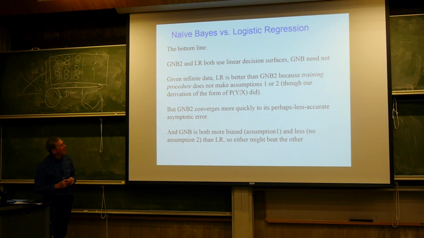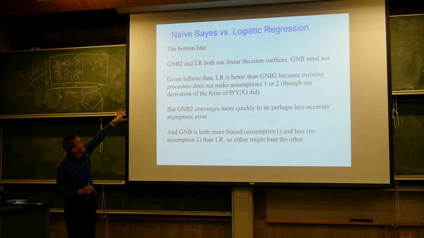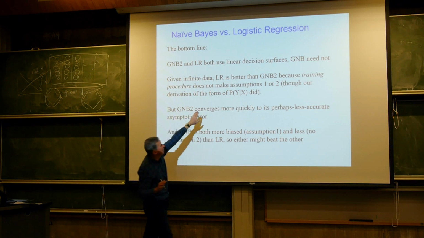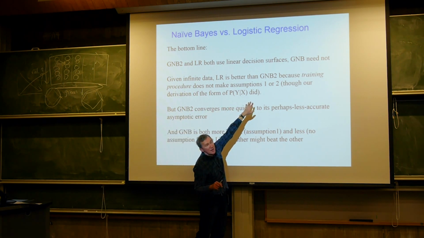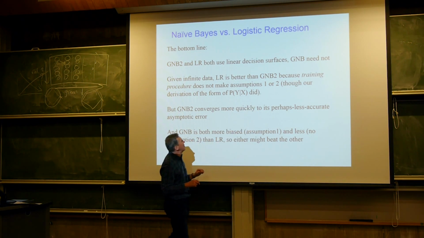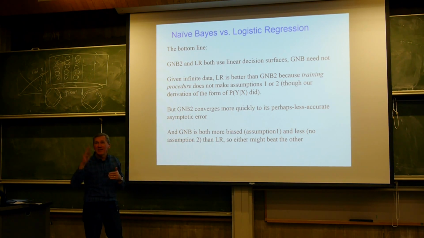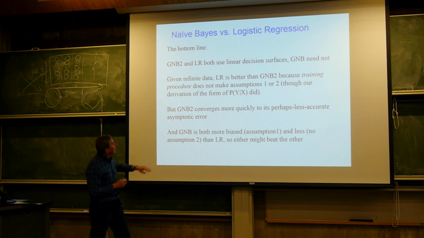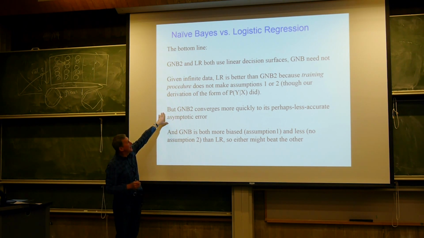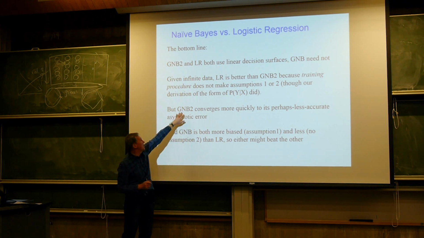Okay, so here's the bottom line. GNB2 and logistic regression both use linear surfaces, but Gaussian naive Bayes need not. If we have infinite data, we generally like logistic regression better than the linear decision surface version of Gaussian naive Bayes because it doesn't have to follow the conditional independence assumption during training. But it might still converge more quickly to its perhaps less accurate asymptotic error. And same with GNB.